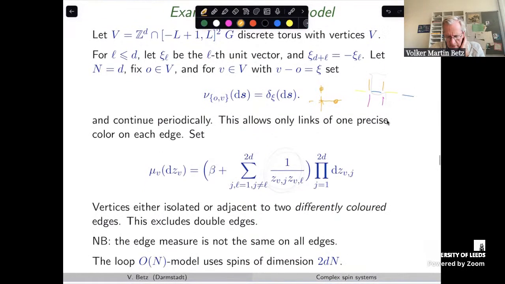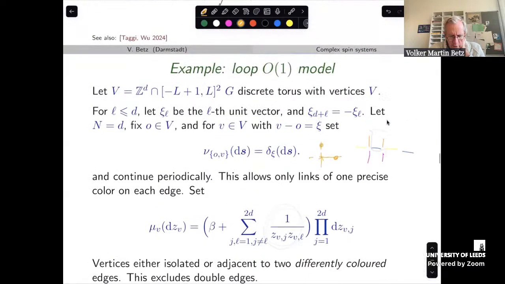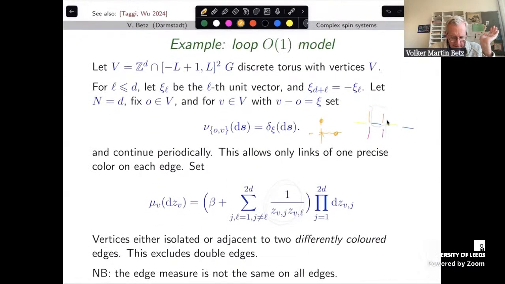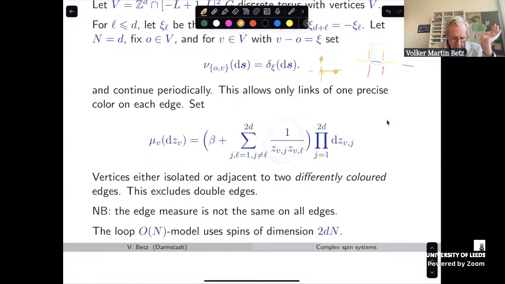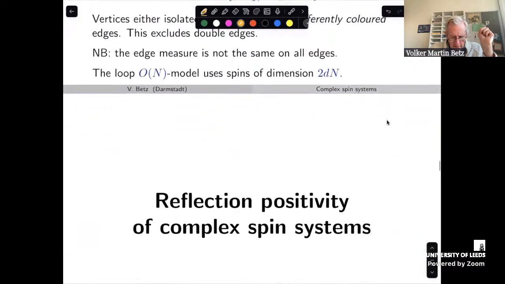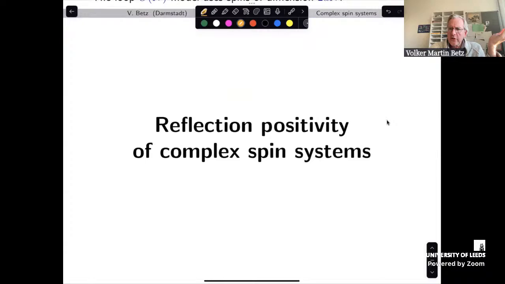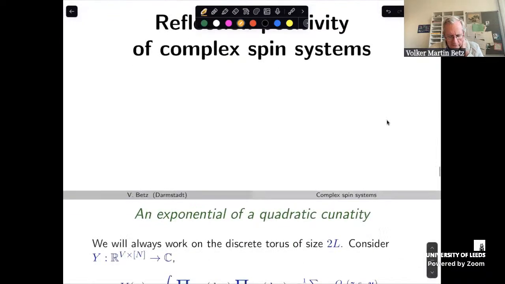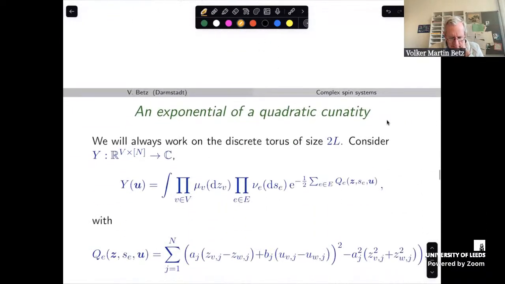So that gives you the so-called loop O(N) model, and it's difficult to get it. I mean, we had to be a bit creative to do it. Okay, so that was the first section, and time is up. I'm a bit shocked, but it's the very first time I talk about this, so I had no idea how long it would take me.